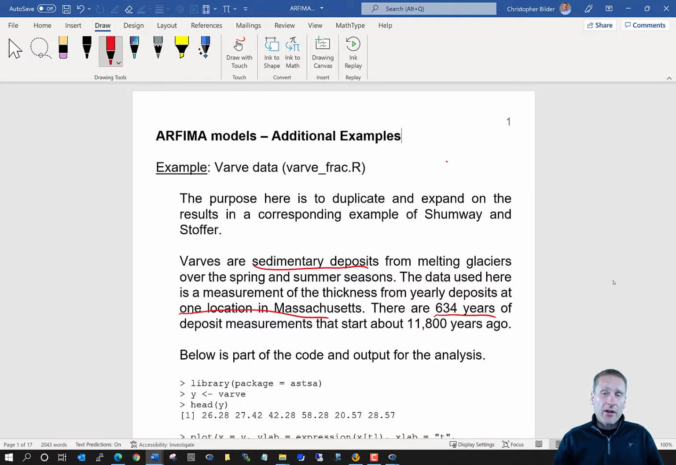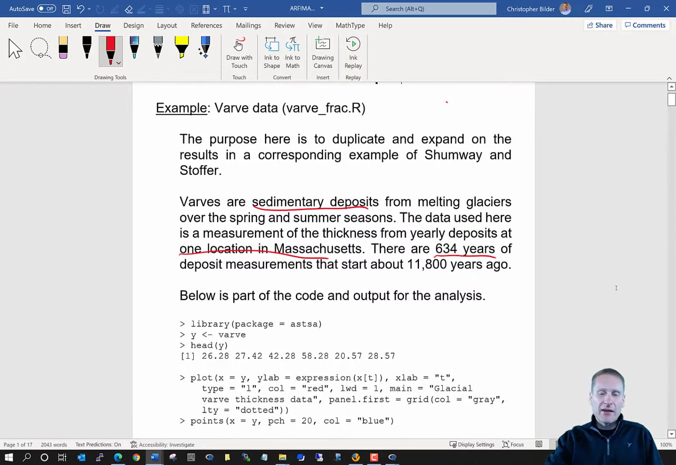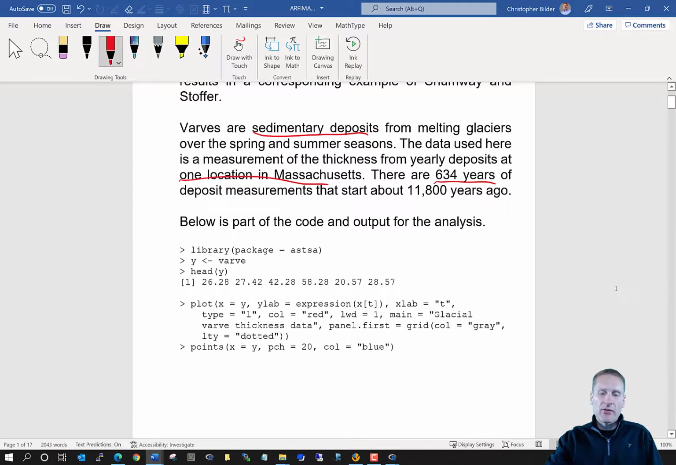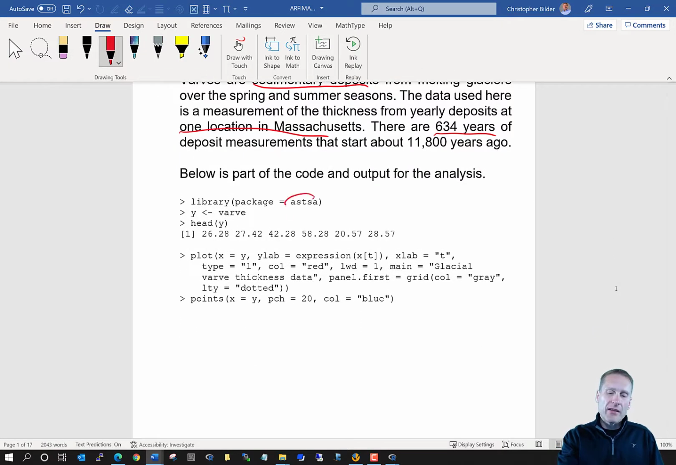So there wasn't somebody 11,800 years ago who actually got out a piece of paper and a pencil and started recording these measurements. Rather, since these are sedimentary deposits, one can see the yearly deposits that were left by the glaciers.